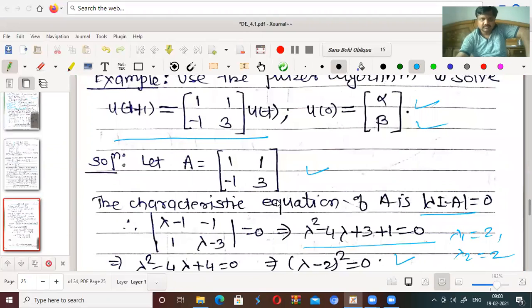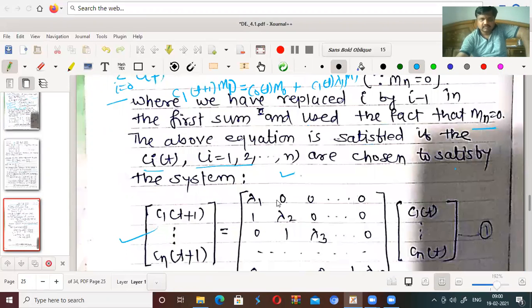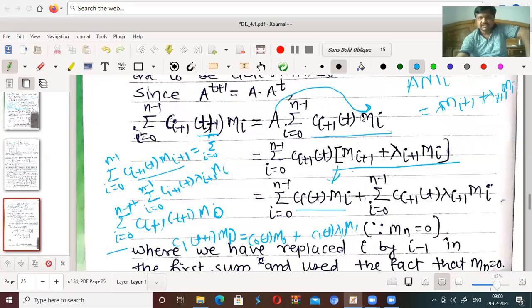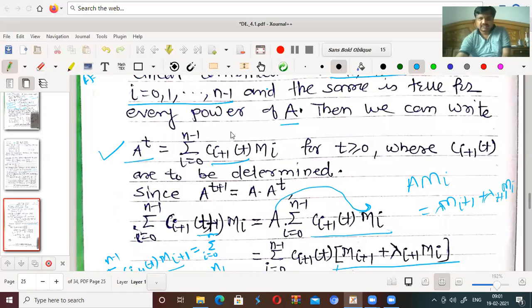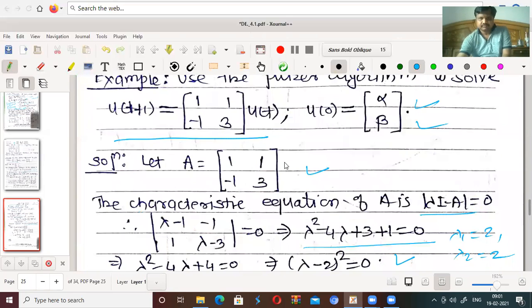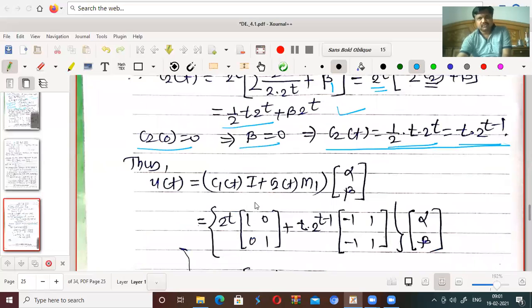So Ci plus 1 of t into Mi. If I put i equal to 0, you will get firstly C1 of t, and for i equal to 1, C2 of t into M1. There you get C1 of t into M0, which is I, plus C2 of t into M1, into the initial vector alpha beta.